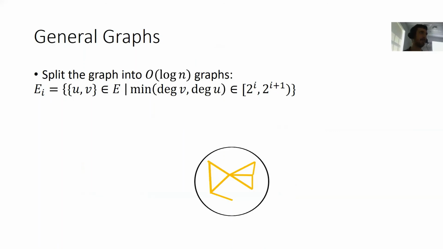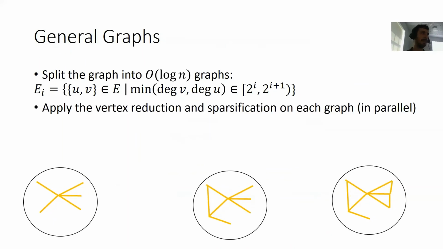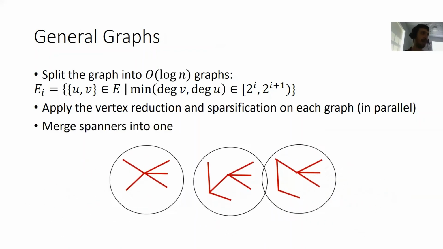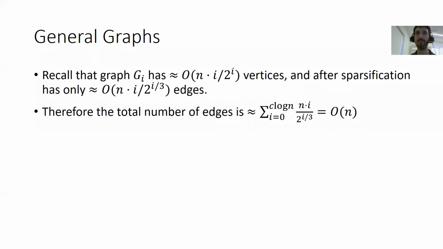So what do we do in general graphs? We split the graph into order of log n graphs according to some bucketing of the degrees. So we split the graph, we apply the vertex reduction and sparsification on each such graph in parallel, and finally we merge the spanners back into one. So next, let's analyze how many edges we have in the final spanner.